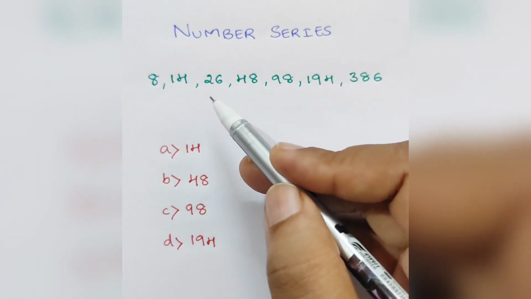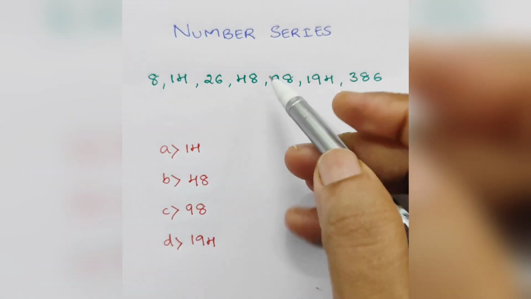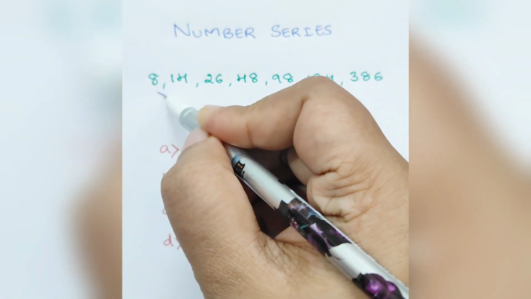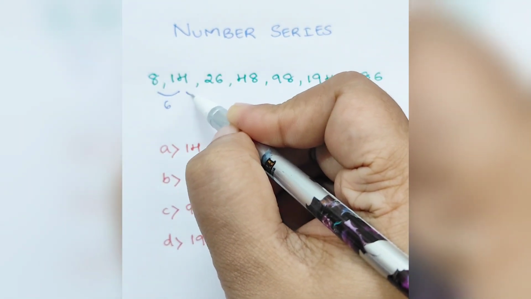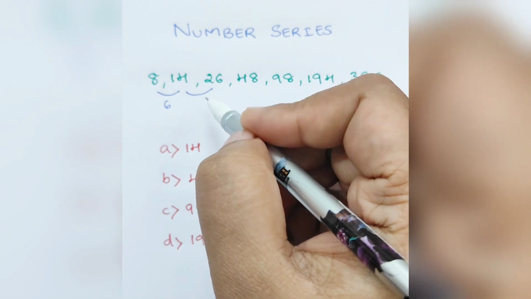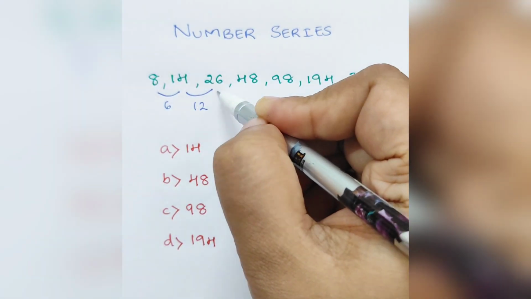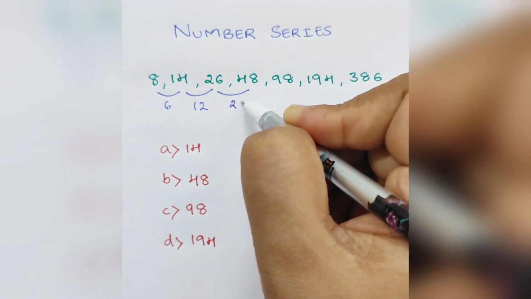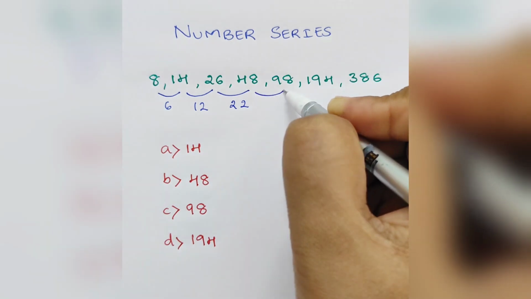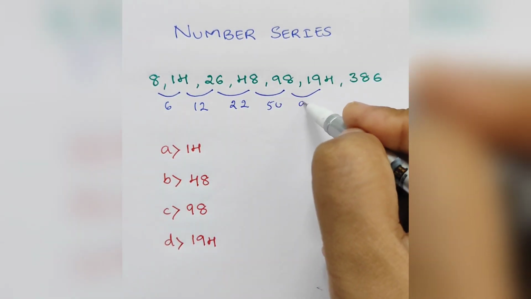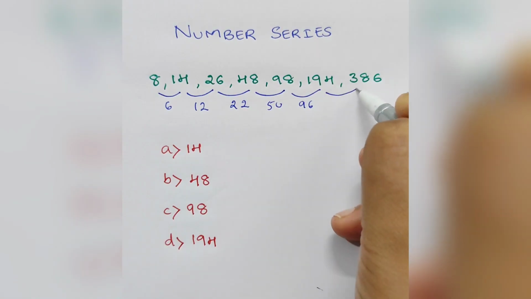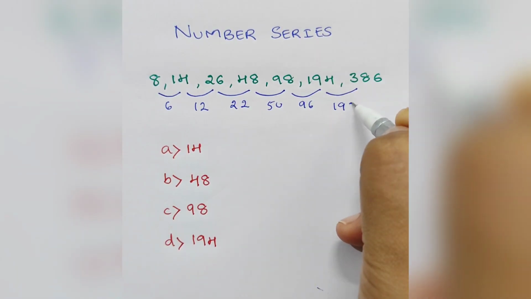Find the wrong number in the given series. So first let's check the difference. Difference here is 6. Difference between 14 and 26 is 12. 26 and 48 is 22. 48 and 98 is 50. 98 and 194 is 96. 194 and 386 is 192.